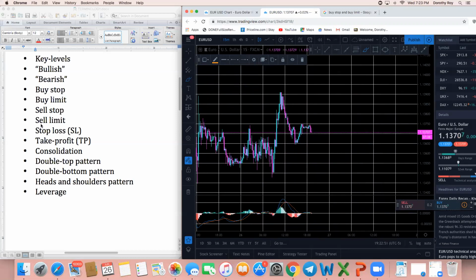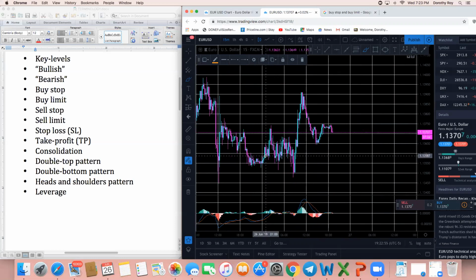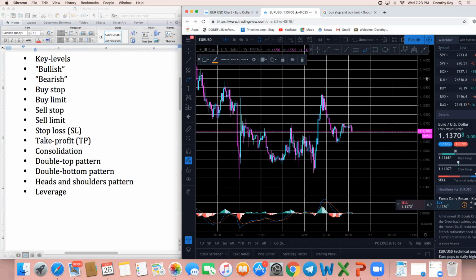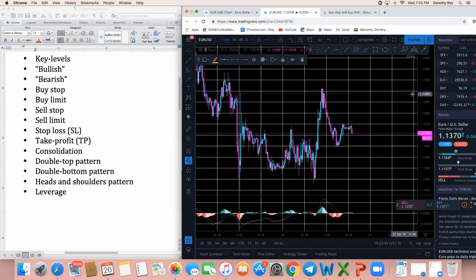So the next thing is called a stop loss, okay? Stop losses are kind of like security for us. We think about it as a second way to save us, okay?